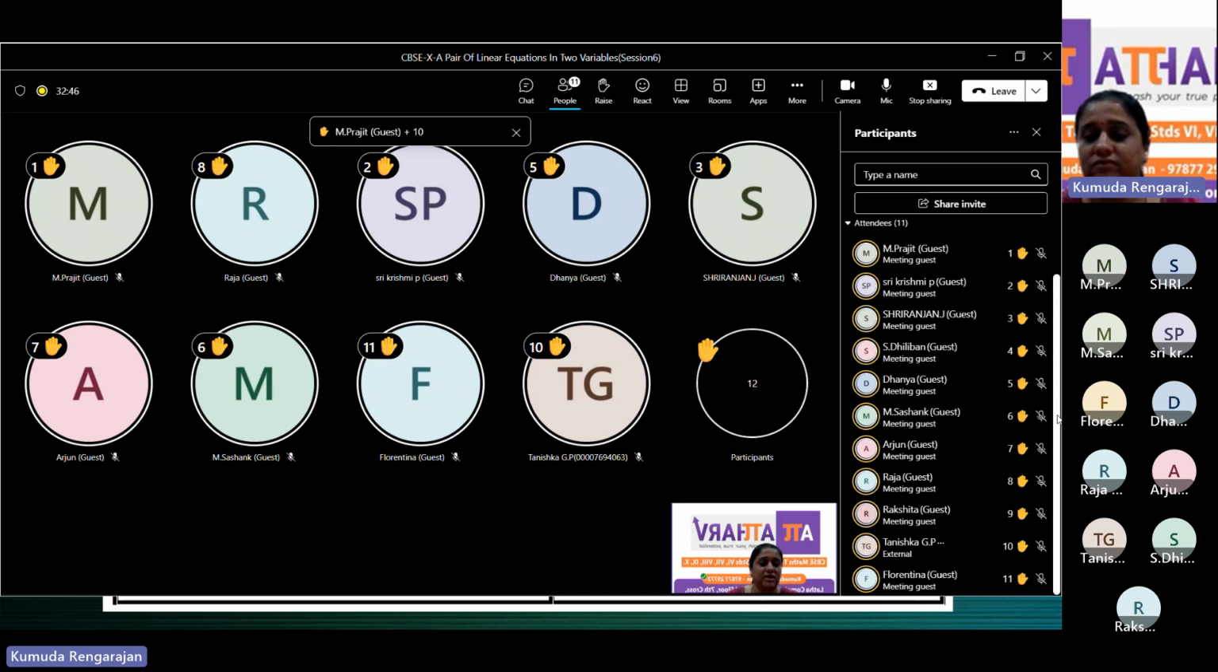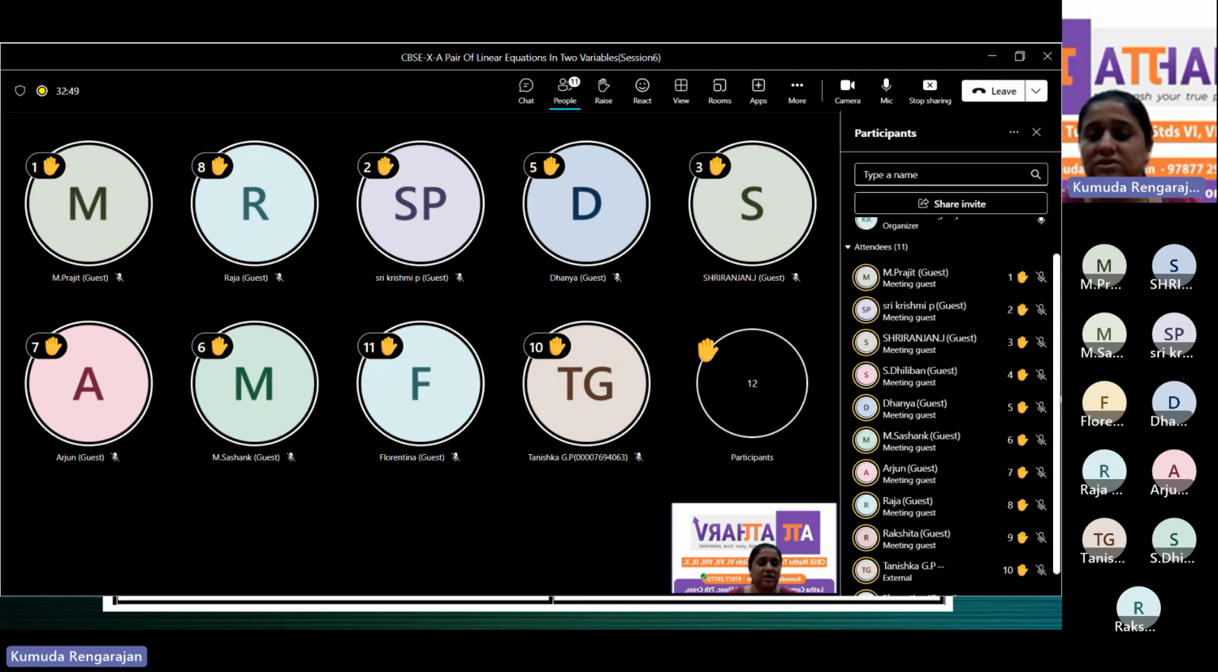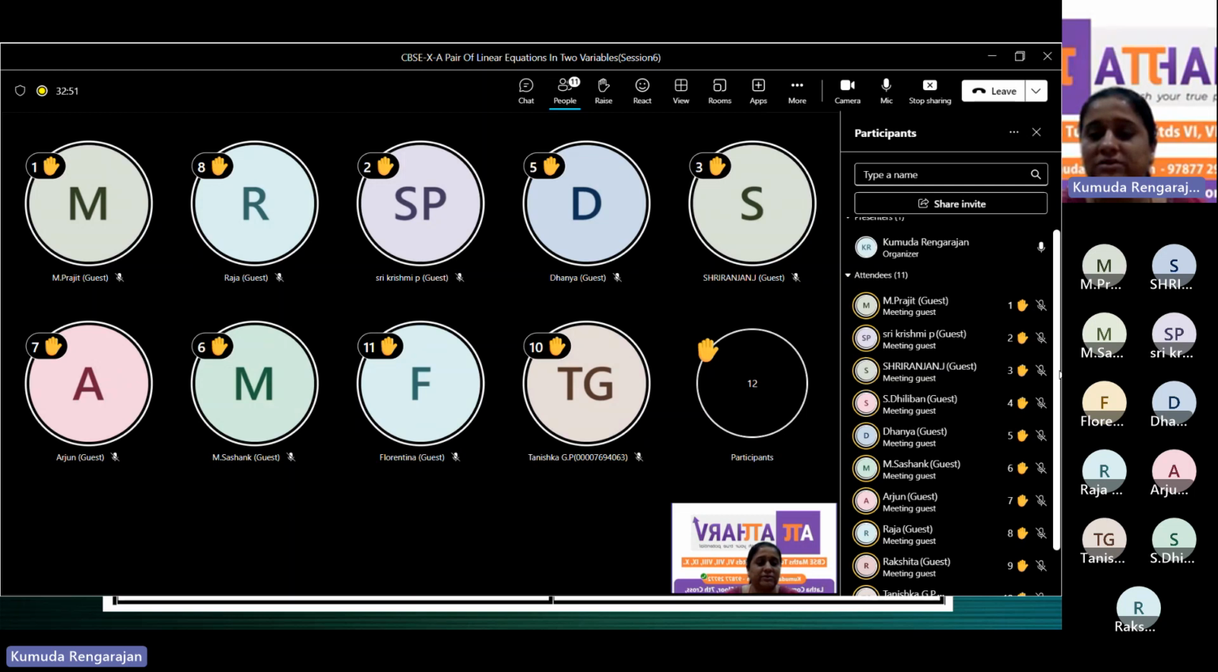Very good. So today we have Florentina, Tanishka, Rakshita, Raja, Arjun, Sashank, Danya, Dileepan, Ranjan, Sri Ranjan, Krishmi, and Prajit.